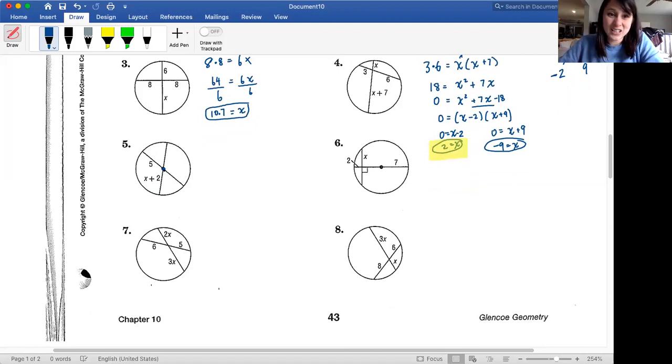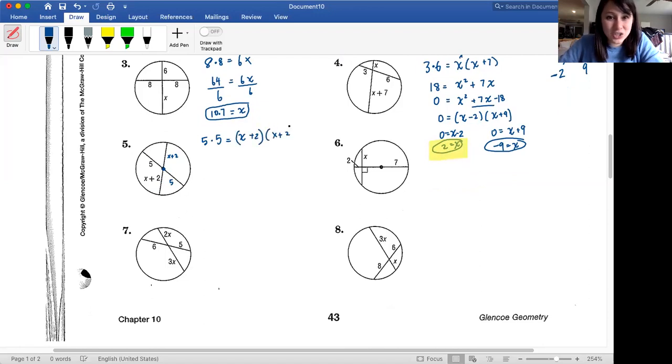Okay, so looking at number 5, we've got intersection at the center, which means all the parts are actually a radius, right? Those are congruent parts. So I have 5 and 5, and then x plus 2 and x plus 2. They're going to be congruent. So I have 5 times 5 equals x plus 2 times x plus 2.